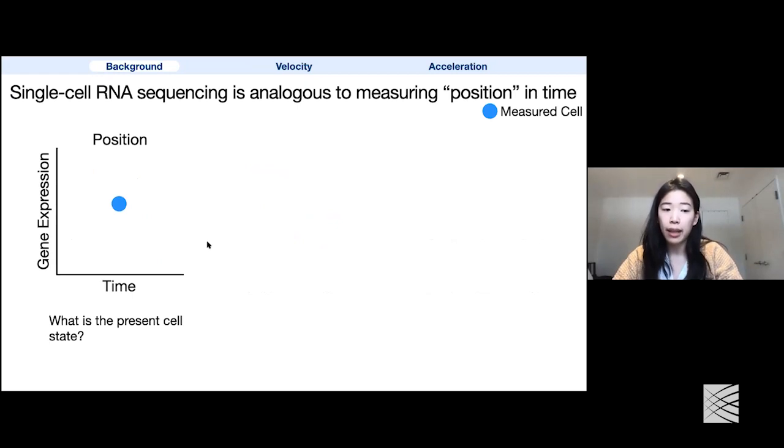To place single-cell RNA sequencing on the axes of time versus gene expression, you get a single point of information from a single-cell RNA sequencing experiment. Of course, there are many dimensions corresponding with the many different genes that you're looking at, but each sample of cells that you take and lyse and library prep, you get single time points of each cell's transcriptome. And you can think of this as a position in time.